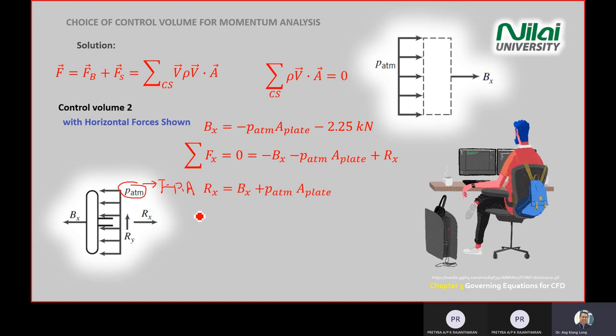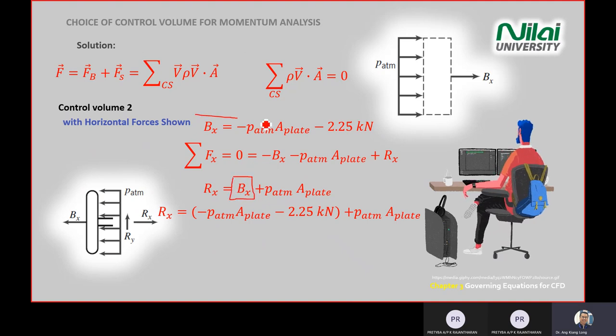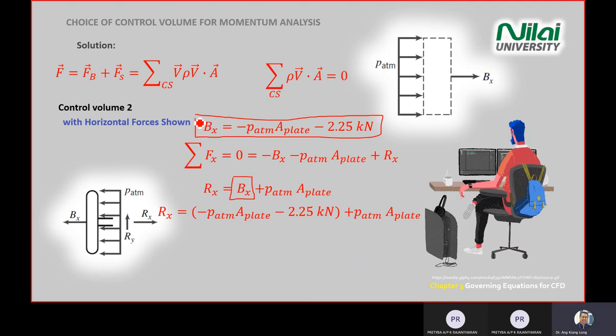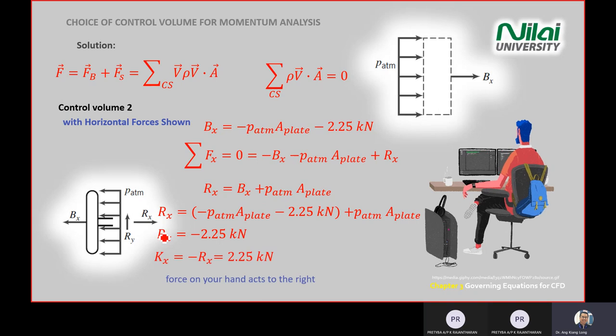So you continue to rearrange the equation. So you get Rx equal to Bx plus atmospheric pressure times the plate area. So you substitute for Bx. Just now we derived what is our Bx here. Our Bx equal to negative pressure times area, negative 2.25, you substitute inside here. You get this equation on the screen. So you cancel these two. At the end, you arrive at 2.25. Okay, the Rx is still 2.25. So the Rx that you feel on the hand will be positive 2.25 kilonewton.